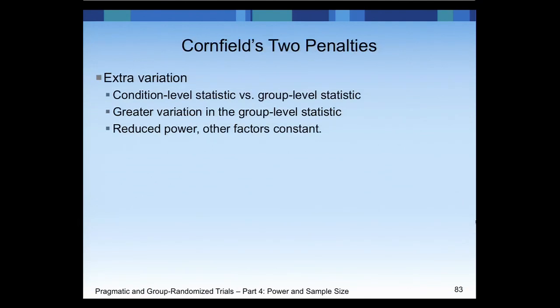There are 2 penalties that we have to worry about in group randomized trials and individually randomized group treatment trials. And this is what sets power and sample size calculations for these designs apart from power and sample size for individually randomized trials. There is extra variation. That's the first penalty.